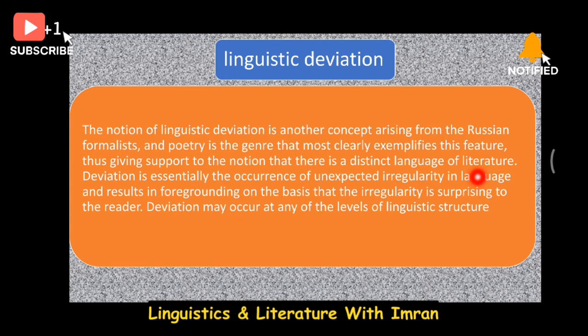How? Whenever we find that a language is deviant, it tells us that the language of literature is different from the language of everyday life situations. And how does a language become different? Through linguistic deviation. And most often we find this deviation in poetry. So deviation is essentially the occurrence of unexpected irregularity in language.